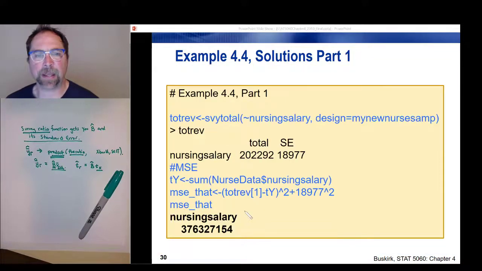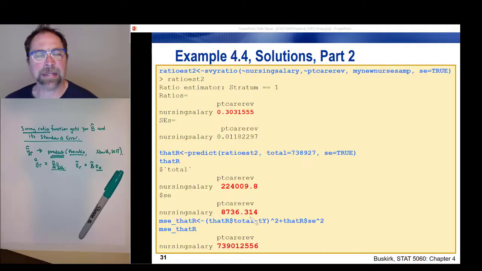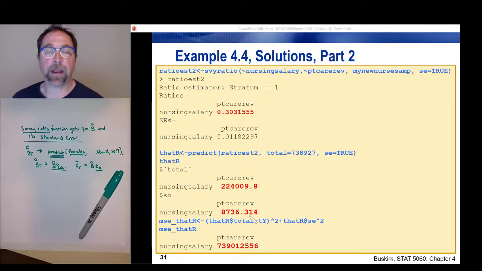Let's go back to that slide for a second. The standard error here is 18,000. This standard error is 8,700. So it's actually about half of the variance. So this is, again, a magnitude of order difference.